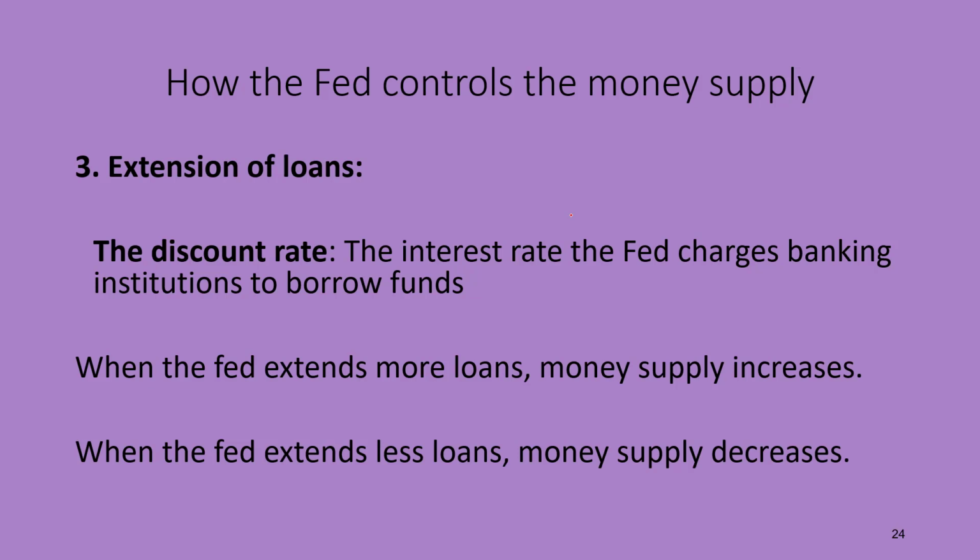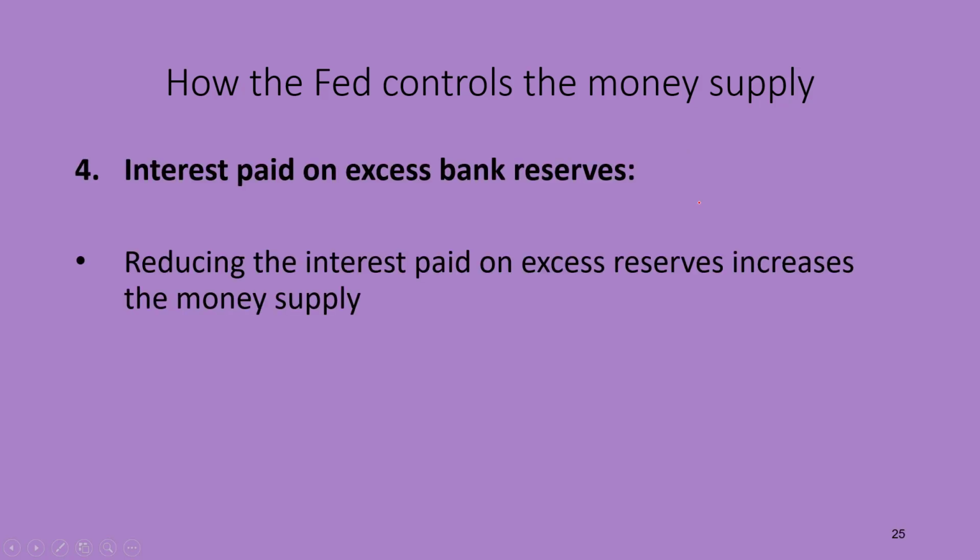And up until the 2008-2009 financial crisis, these first three ways were the only three ways that the Fed controlled the money supply. But since then, a fourth way has come about, and that is the interest paid on excess reserves.